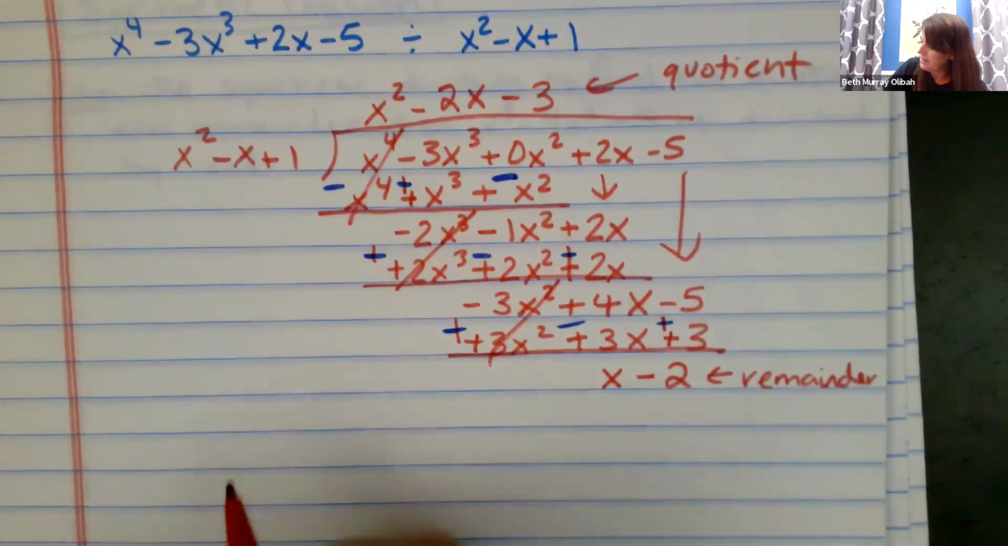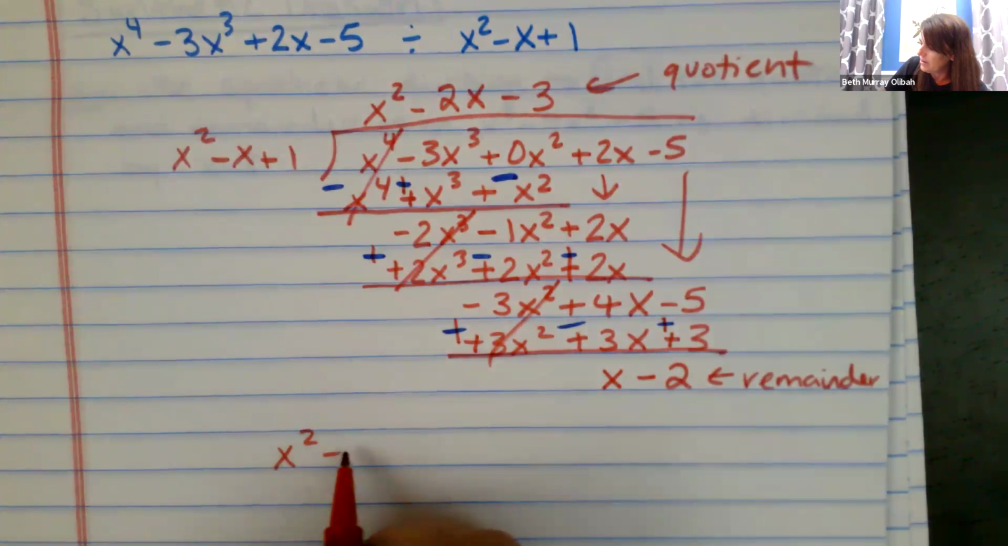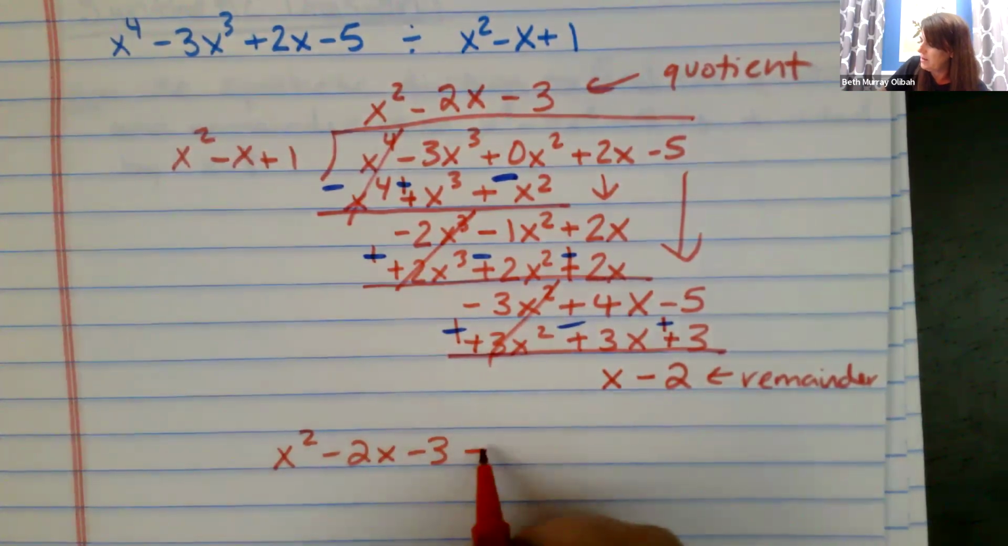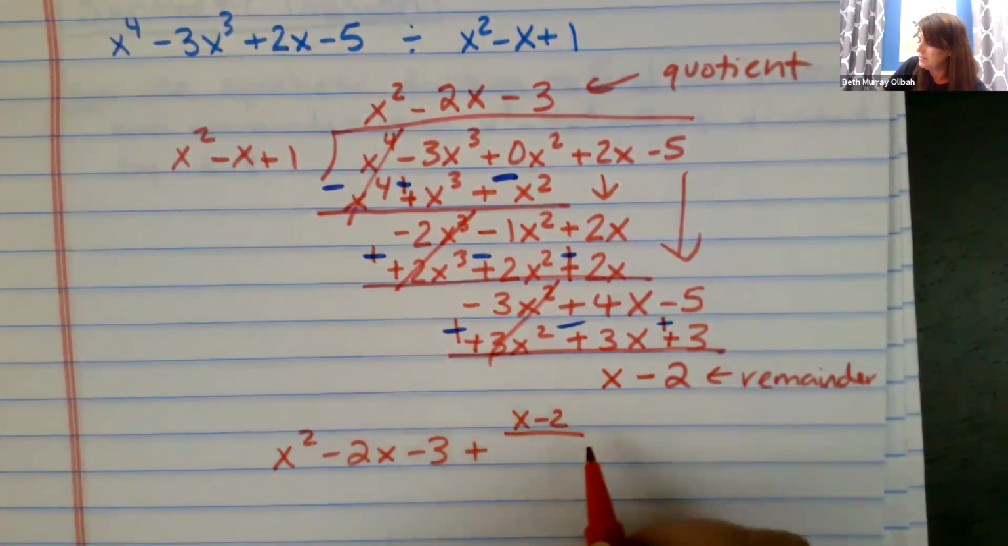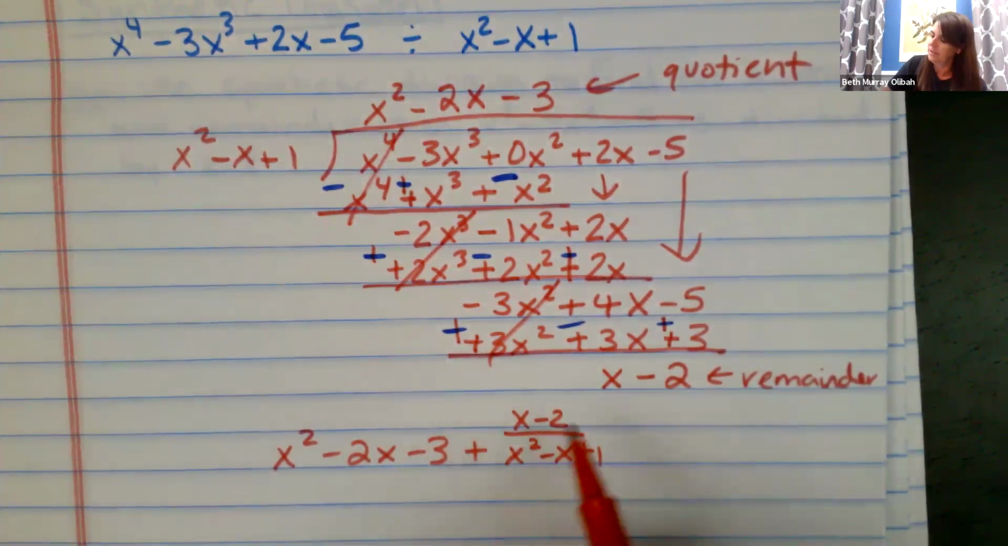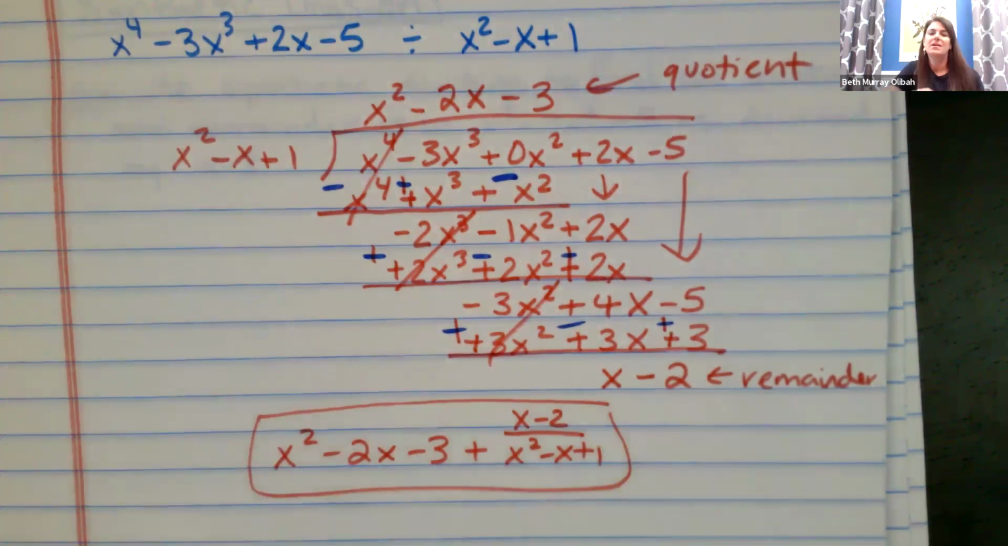But I can write it all together as a final answer of x squared minus 2x minus 3 plus x minus 2 over x squared minus x plus 1. So that is long division with polynomials. I hope that helped, and I will see you.